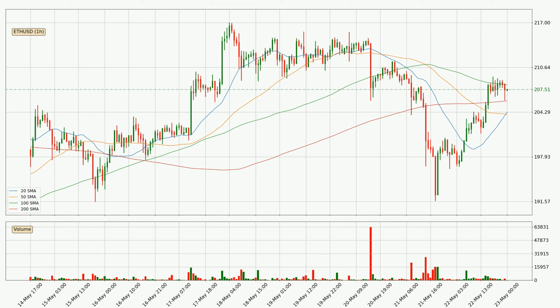If we now look at the current hourly simple moving averages, the price crossed the 200 SMA upwards but the volume wasn't very high, which means it is not a very strong signal. At the moment, the price is between the 200 and the 100 SMA.